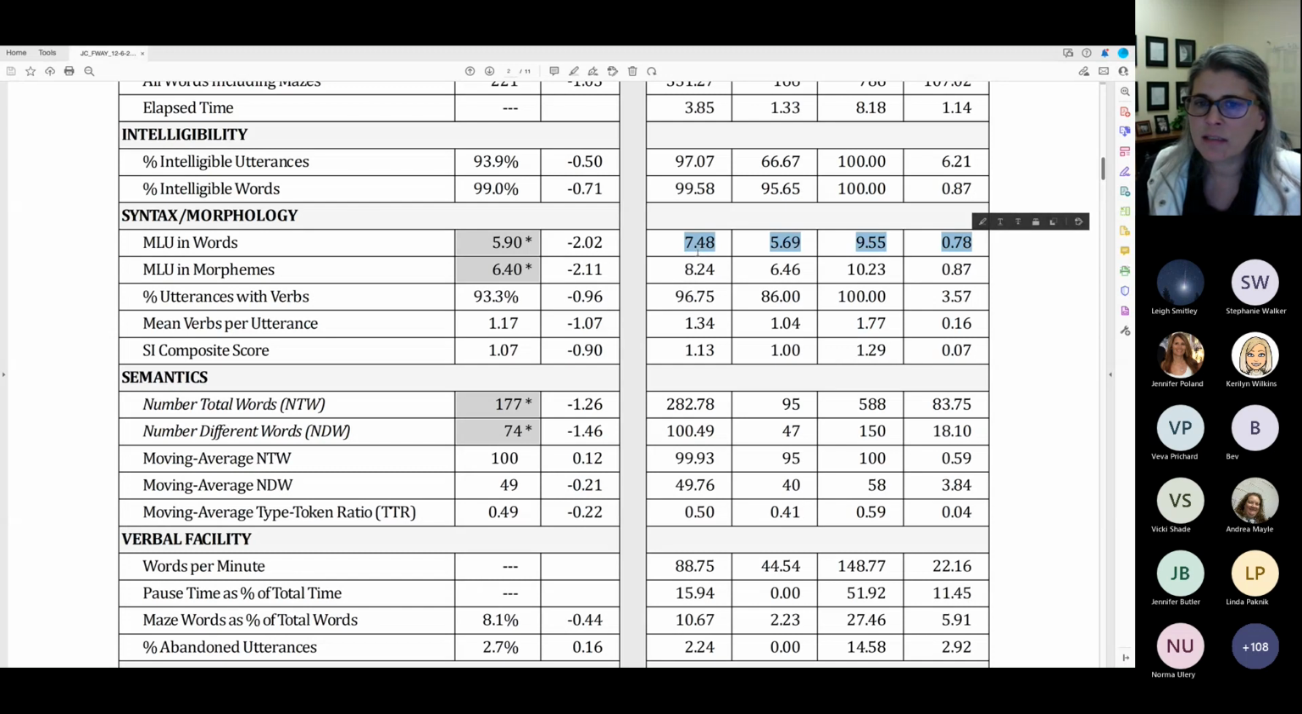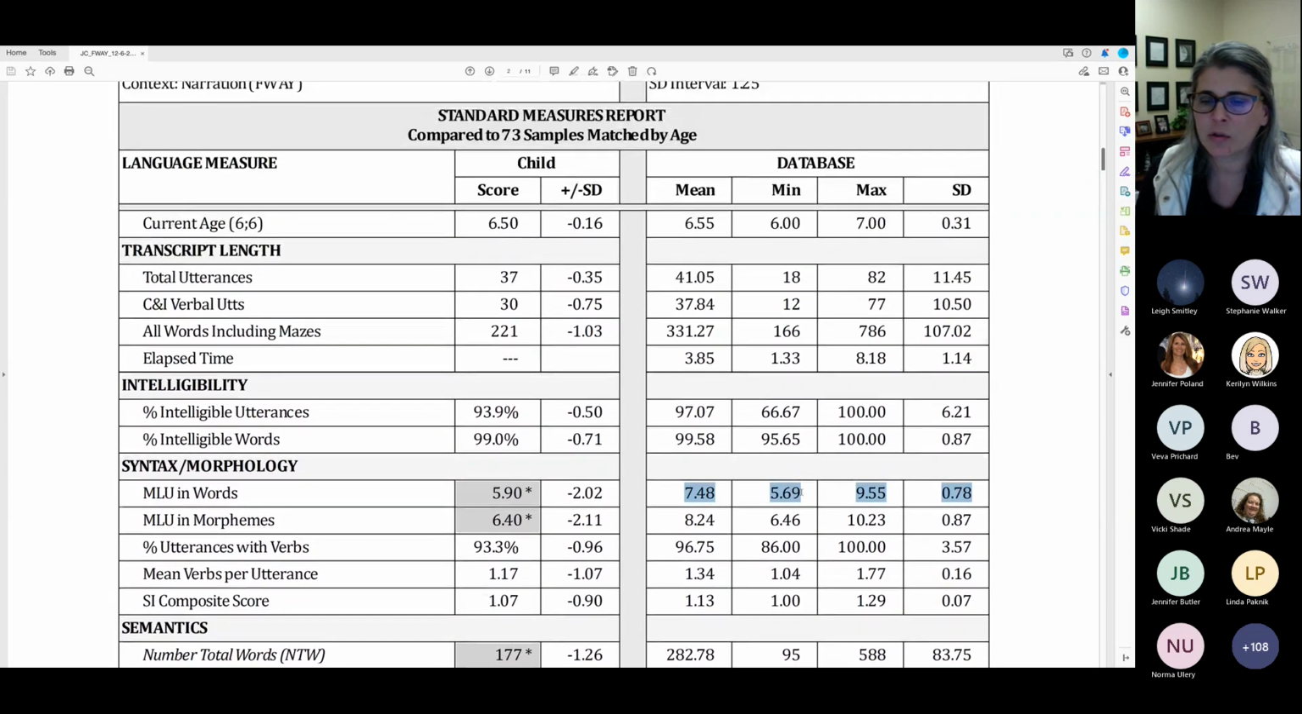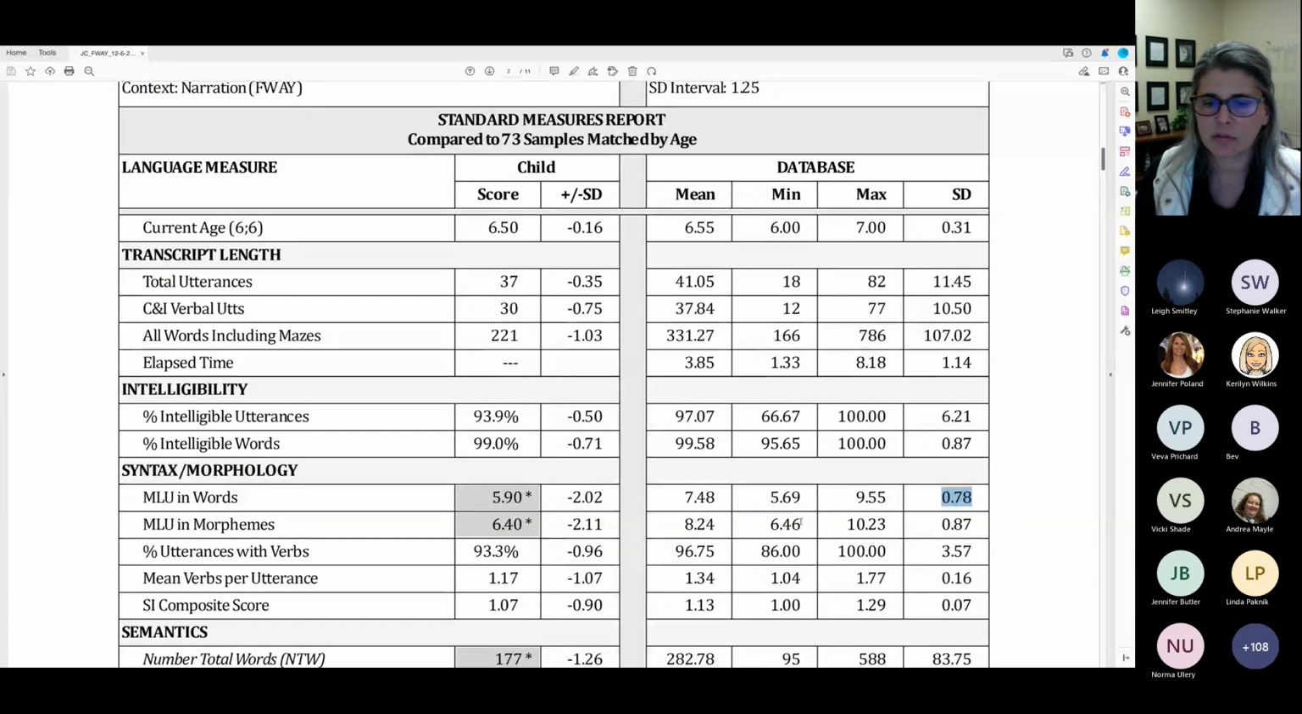The first column is the mean for the database that was pulled together. Then we have the minimum and the maximum, 9.5. And then our standard deviation is 0.78. So in the database, the lowest score they had was 5.69. The highest score they had for MLU in words was 9.55, and there was a standard deviation of 0.78. So all of this is based on a normative curve when you're looking at these numbers.